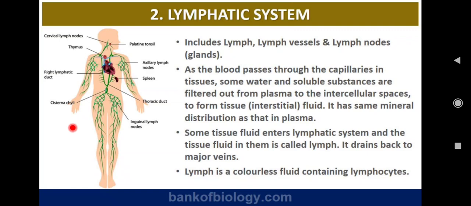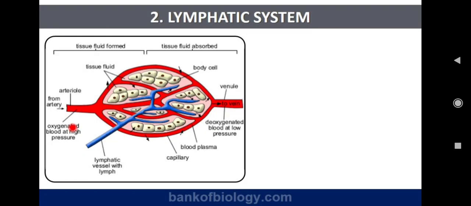The lymphatic fluid is a colorless fluid containing lymphocytes. Lymphocytes contain some cells. Cytes means cells. Lymphocytes. This is the structure of the lymphatic system. Okay, so tissue fluid is formed. In between the cells, the tissue fluid will be seen.